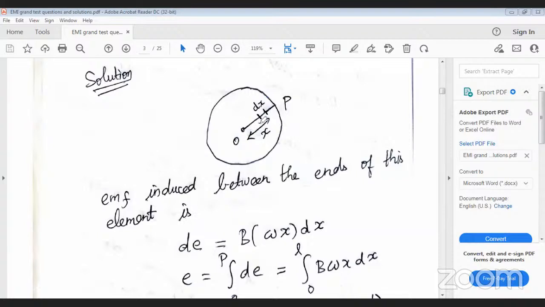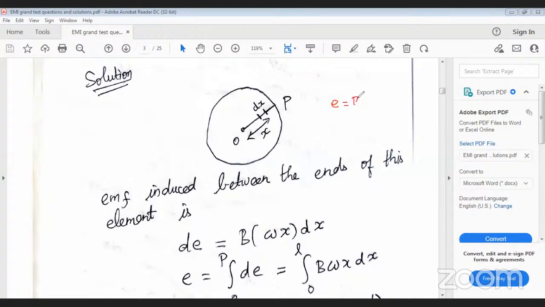For this small portion, what is the induced EMF? That's why we are taking it as dE. For the small portion, the induced EMF is BLV. I think you know very well that E equal to BLV is one of the formulas. We have discussed this also. So let me write it here.